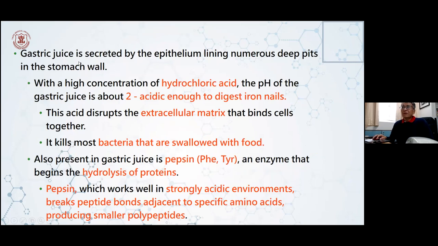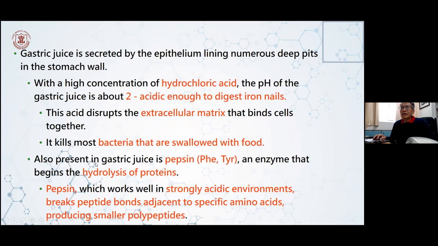In the stomach, there is a high concentration of hydrochloric acid, HCl. The pH of the stomach's gastric juice is about 2, so it is very acidic. It is acidic enough to digest iron nails. This acid disrupts the extracellular matrix that binds the cells together. The condition is acidic, and it can kill the bacteria that are swallowed with the food.